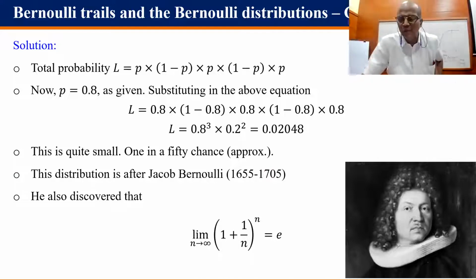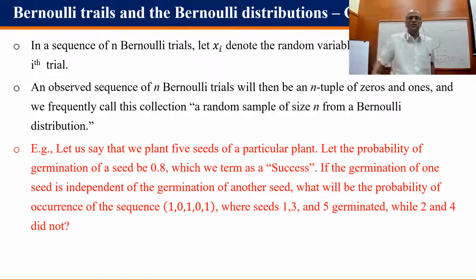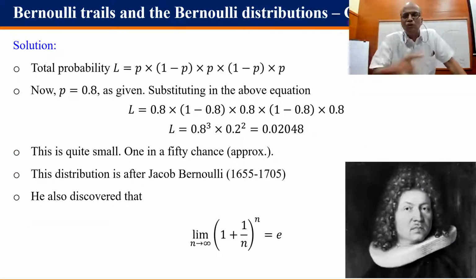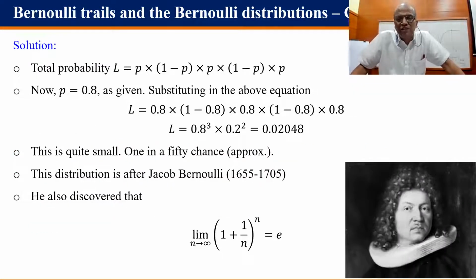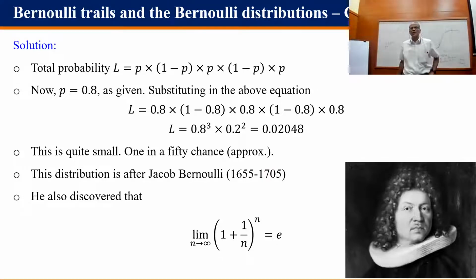Now P is given to be 0.8. How? I told you the probability of germination is 0.8. Then if you do all that, finally the probability of that sequence is 0.02048. It is quite small. You have a 1 in 50 chance of getting it.